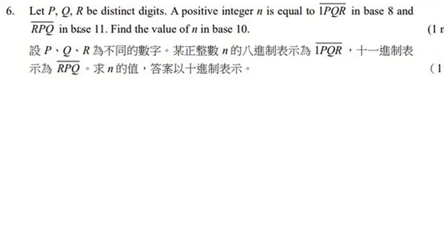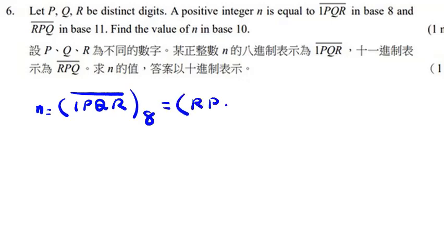Problem number 6. Let P, Q, R be distinct digits. A positive integer n is equal to 1PQR in base 8 and RPQ in base 11. So let me write: n equals 1PQR in base 8 and RPQ in base 11. Find the value of n in base 10.